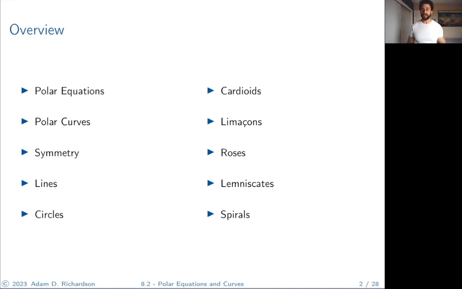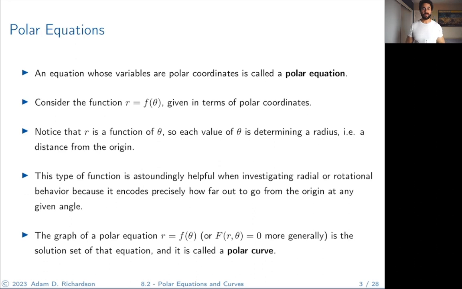So we'll start with polar equations, just what they are. Then we'll talk about polar curves. We'll discuss symmetry in the polar coordinate system. Then we're going to see specific examples of how to graph lines, circles, cardioids, limaçons, roses, lemniscates, and spirals. So we get to graph all of these cool things using polar coordinates. All right, so let's talk about polar equations first.